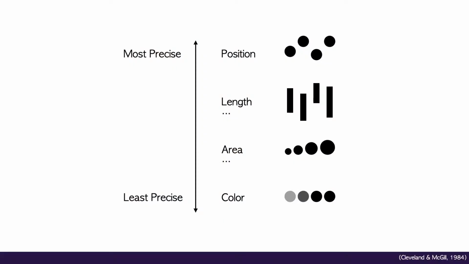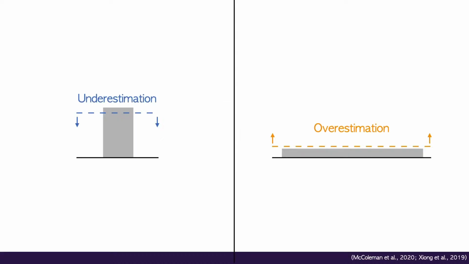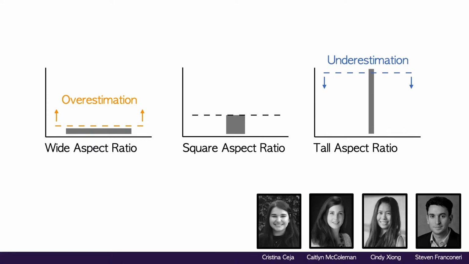Position is believed to be the most precise encoding channel, but our perception and memory of it can still be biased. Past work has shown that the vertical position of bars in a bar chart is recalled in a biased manner, illustrating both an underestimation and overestimation bias of position. Here we find that the aspect ratios of the bar marks can cause this position bias, specifically resulting in overestimation for bars with wide ratios and underestimation for bars with tall ratios.